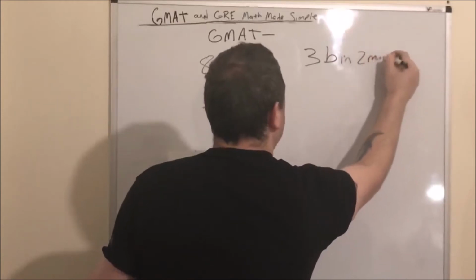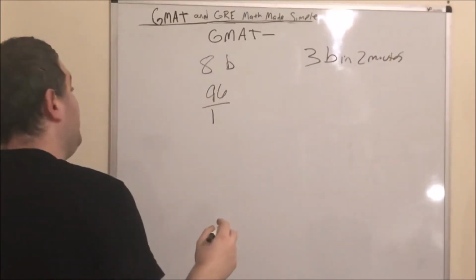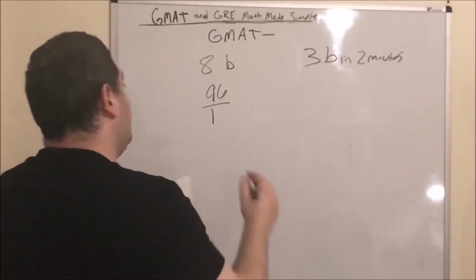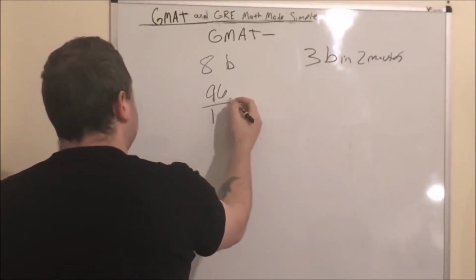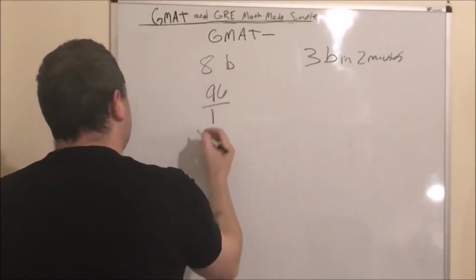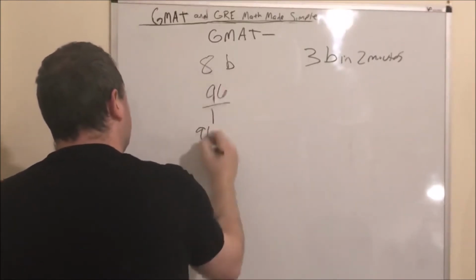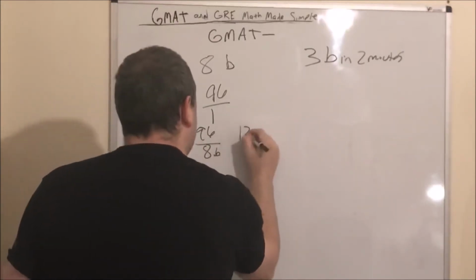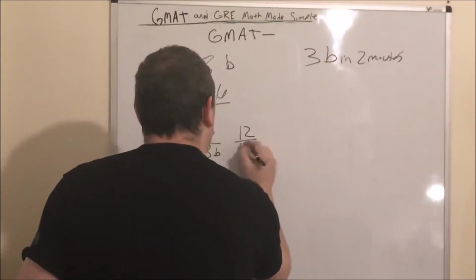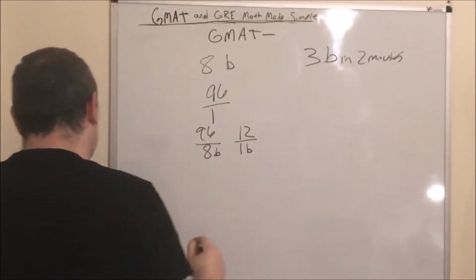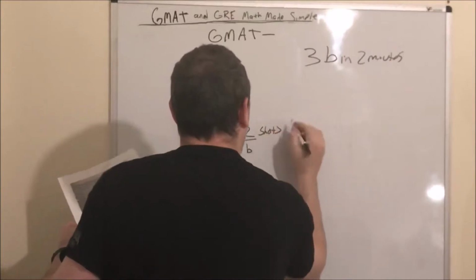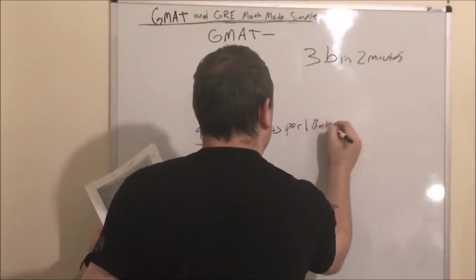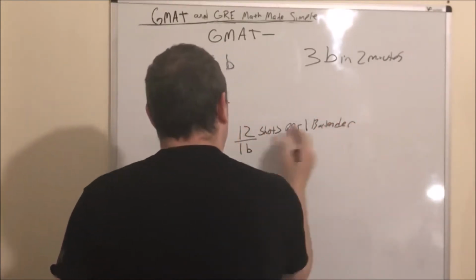What we can do here now is figure out the rate for each bartender per minute. We have 96 per 1 minute, which is between all 8 of them. So we take the 96 and divide it by the 8, because that's how many bartenders there are. We find out that it gives us 12 over 1 bartender. So that means we have 12 shots per 1 bartender. That'll work out, okay?